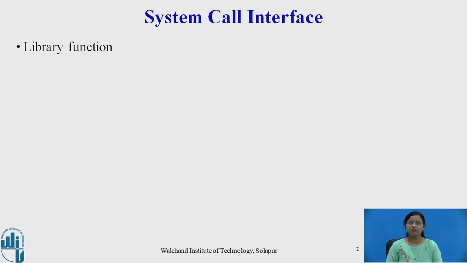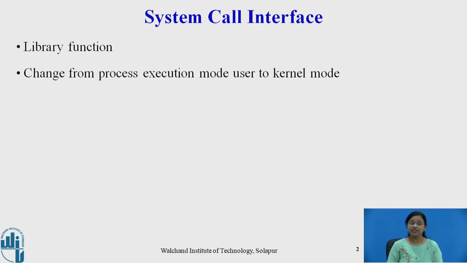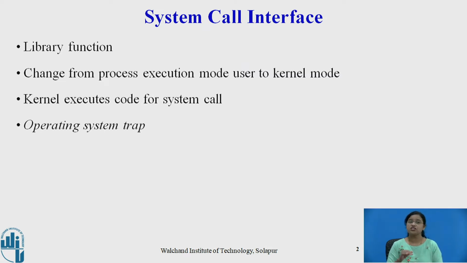Whenever we invoke a normal function call, it doesn't change the process execution mode from user to kernel, as we have two types of mode in Unix, user and kernel mode. If we invoke a normal function call within our program, it doesn't change the mode of execution of the process, it remains in user mode only. But whenever there is an execution of a system call, it changes the process execution mode from user to kernel, because a system call always executes in kernel mode. So the kernel executes the code for the system call, and that is called an operating system trap.